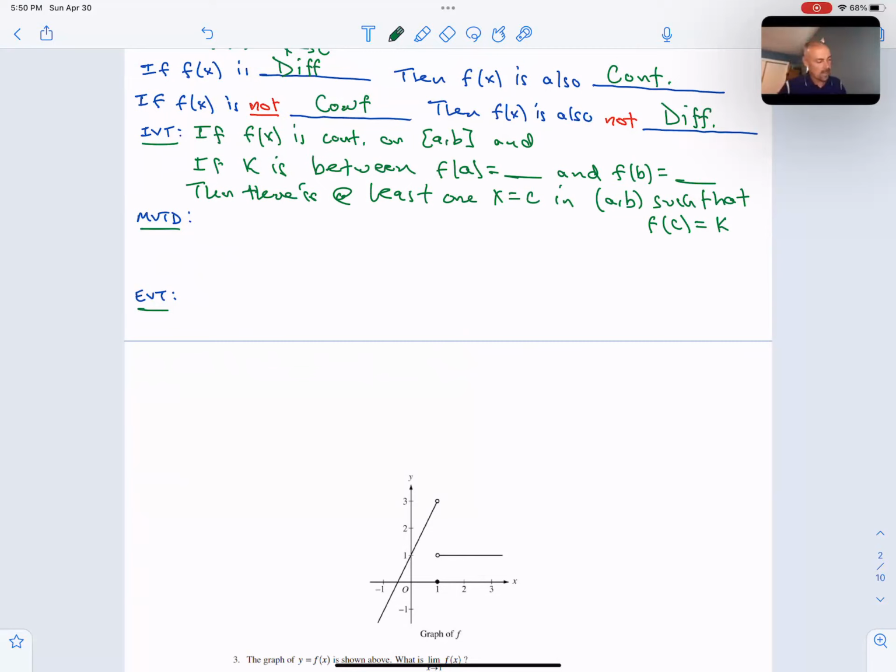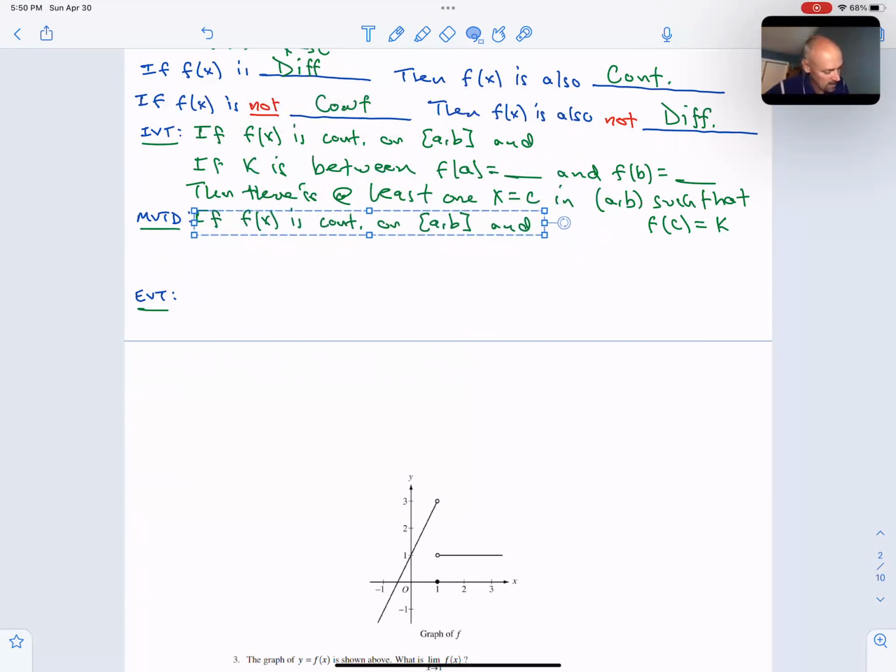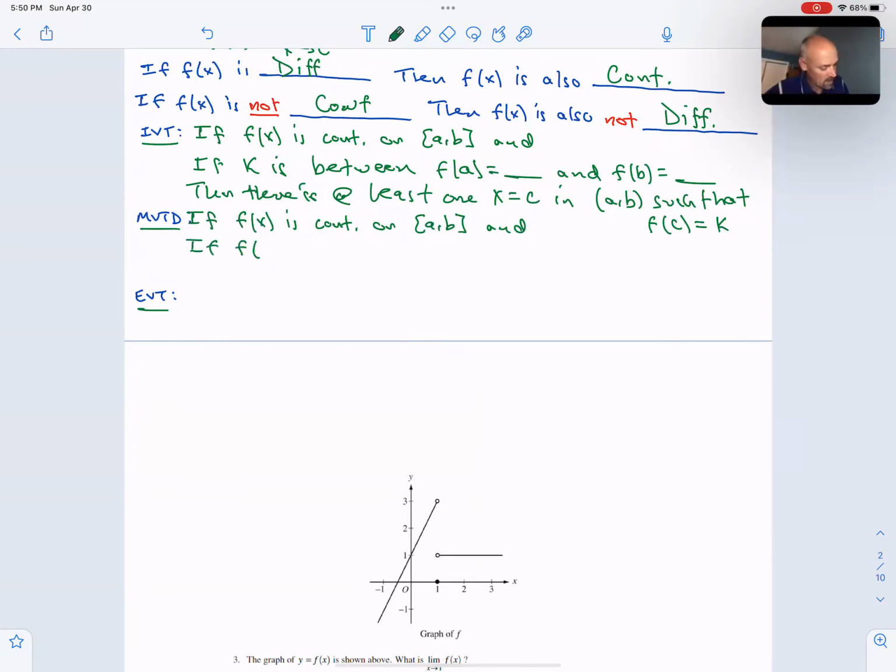IVT. Okay, mean value theorem for derivatives. Well, has the exact same first condition of the IVT. Duplicate, don't hate. Bring that down. So if f of x is continuous on the closed interval a to b, and second condition for the mean value theorem, just change two things.